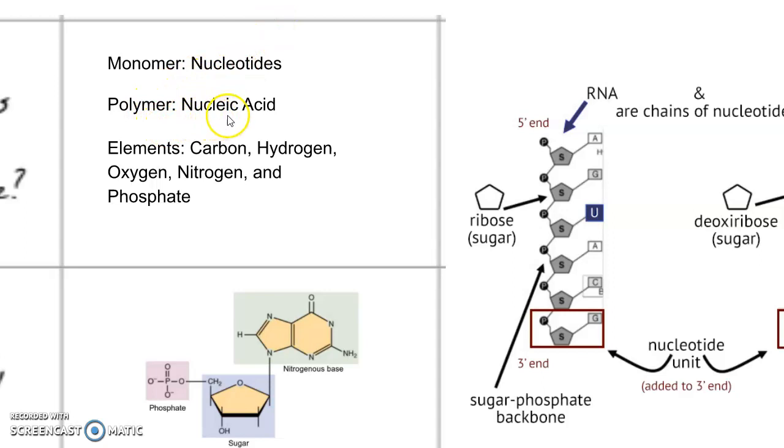The polymer is a nucleic acid, and this one's actually CHONP. So carbon, hydrogen, oxygen, nitrogen, and phosphate are the elements. So if you remember, carbs are CHO, lipids are CHO, protein is CHON, and nucleic acid is CHONP.